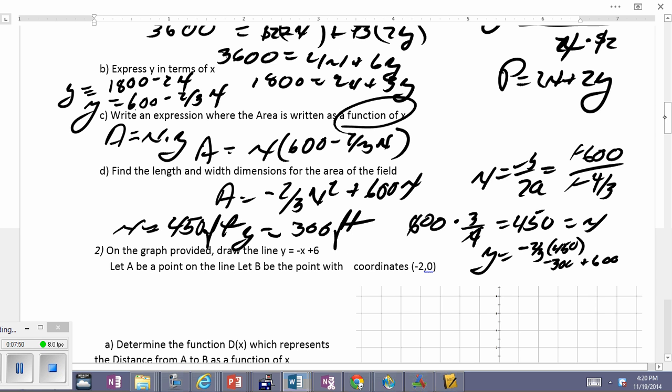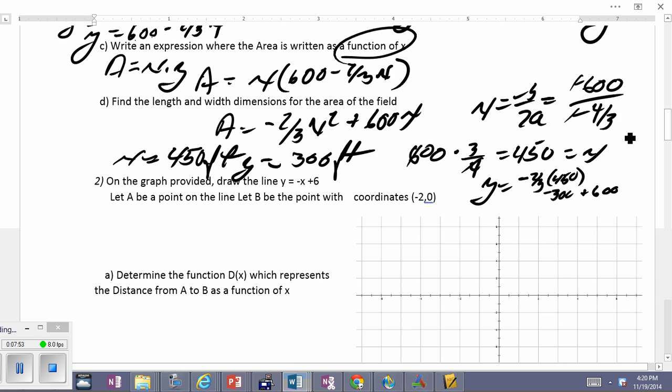Okay. Next, draw the line negative x plus 6. So it's a line, let's see, 2, 4, 6, and we've got a slope of negative 1: down 1 over 1, down 2 over 2. Okay, that's fine. There's my line. And my point B is at negative 2, 0. So that's right there.